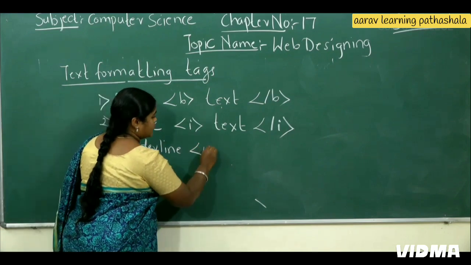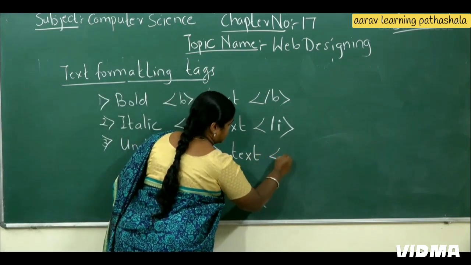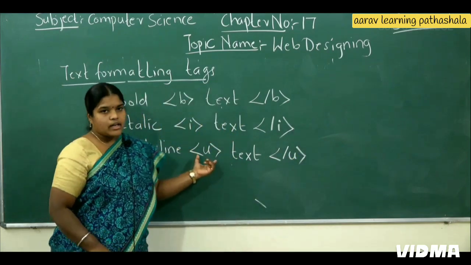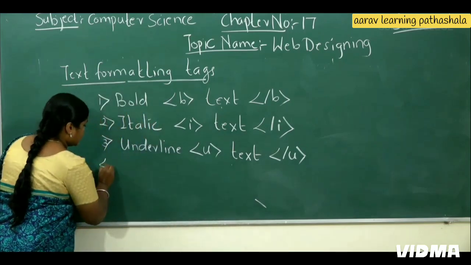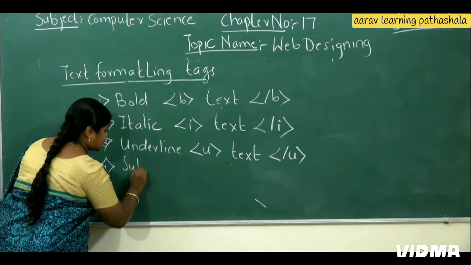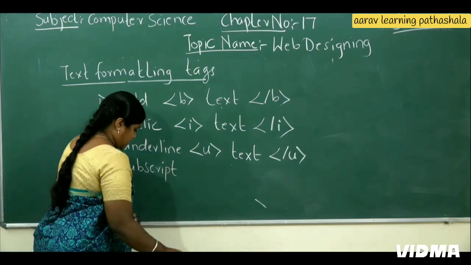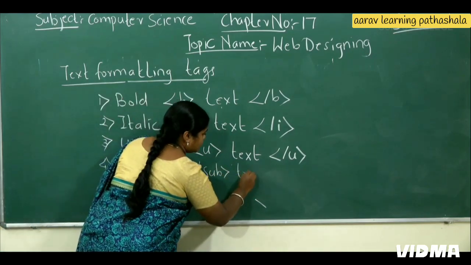So all these are paired tags: bold, italic, and the next one will be underline. For underline we are going to use the tag <u>. We are going to specify some text and then finally </u>. So here again this is the opening tag and this is the closing tag. Next we are going to see subscript. The tag for subscript is <sub>.